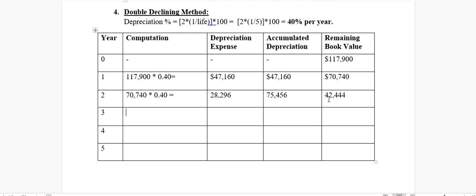$42,444. Let's go for the third year. In the third year, this 42,444 will be multiplied with 40%, and we get a depreciation of $16,978.